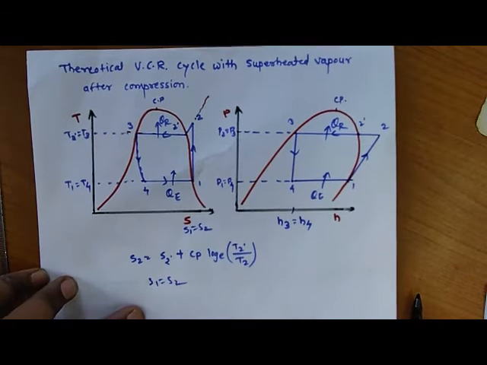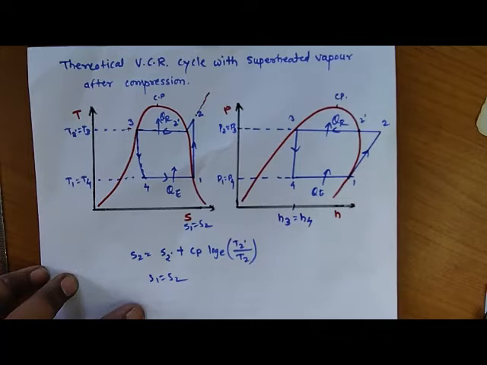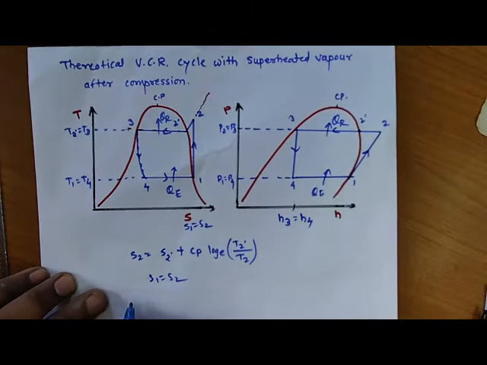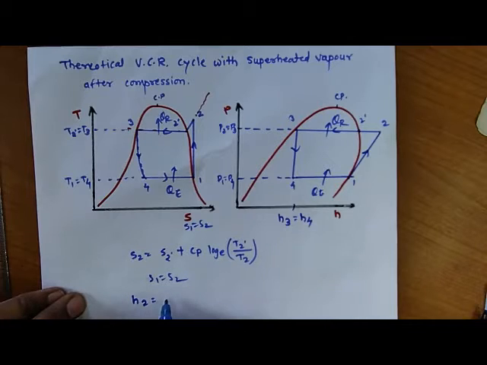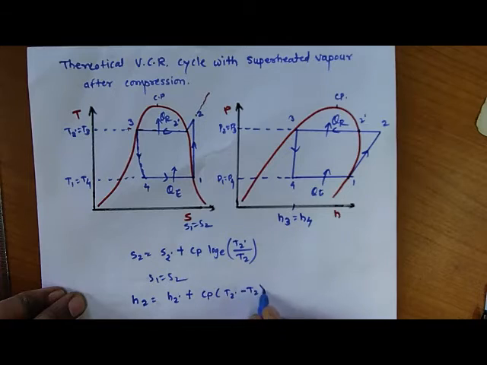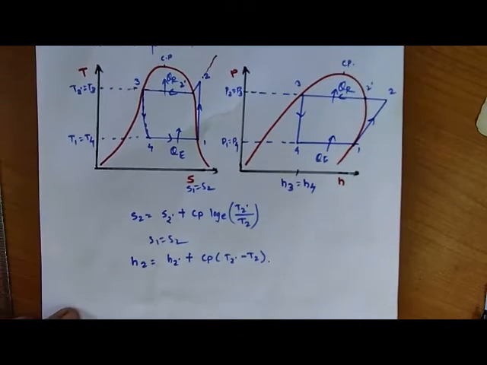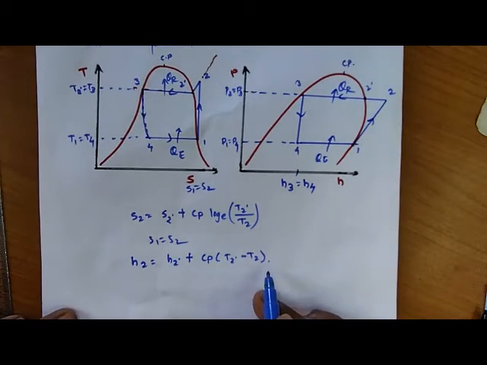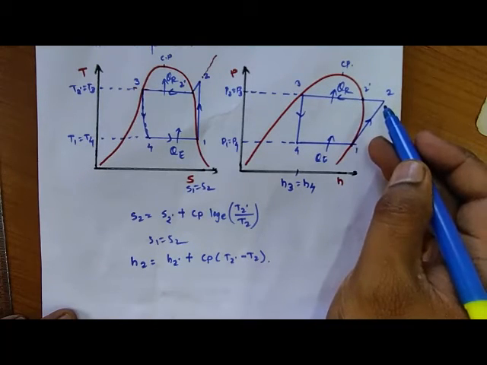Now, what about the enthalpy? Enthalpy at point number 2 is equal to H2 dash plus Cp into (T2 dash minus T2). So by using this formula we can find the enthalpy at point number 2.